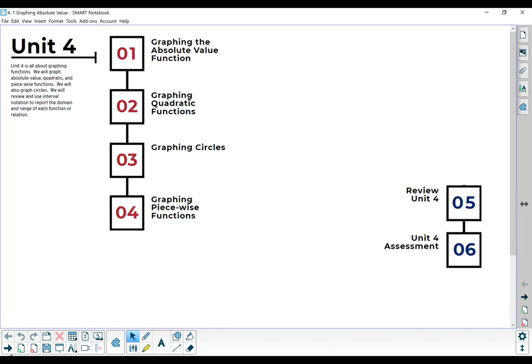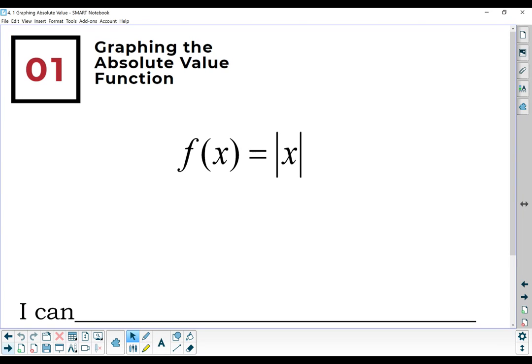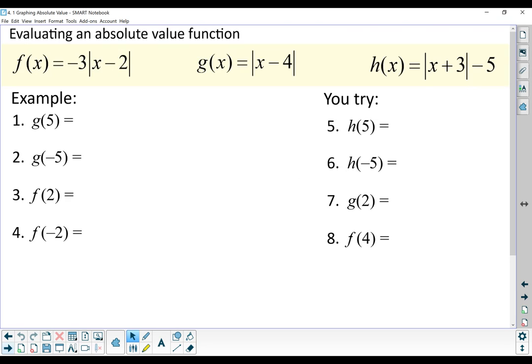For the sake of the video, I'm going to skip a few things because I know it's hard to watch a long video. Not going to go through every single thing in your notes today. I do want to quickly talk about evaluating absolute value functions. I'm going to just do these ones over here on the side.